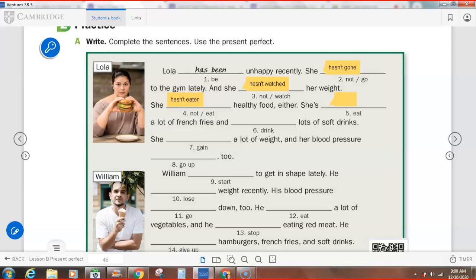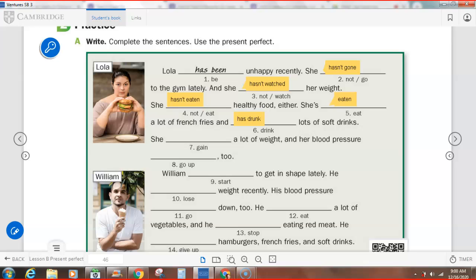Now, stop there a second. Do you notice that on she's there's an apostrophe S? Yes, it has. Good job. So say that again. She's eating a lot of French fries and has drunk a lot of soft drinks. Yeah, you can say drink, drank, drunk. You're right. She has drunk lots of soft drinks.